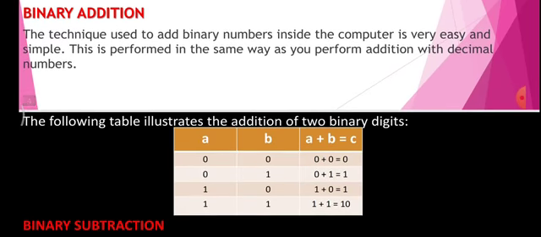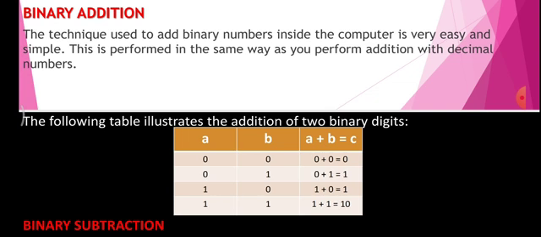The technique used to add binary numbers inside the computer is very easy and simple. This is performed in the same way as you perform addition with decimal numbers. The following table illustrates the addition of two binary digits. We have three variables A, B and C. The variable C is holding the result of A and B addition. We have the binary numbers for B variable and binary numbers for A variable. Now we will add these binary numbers.